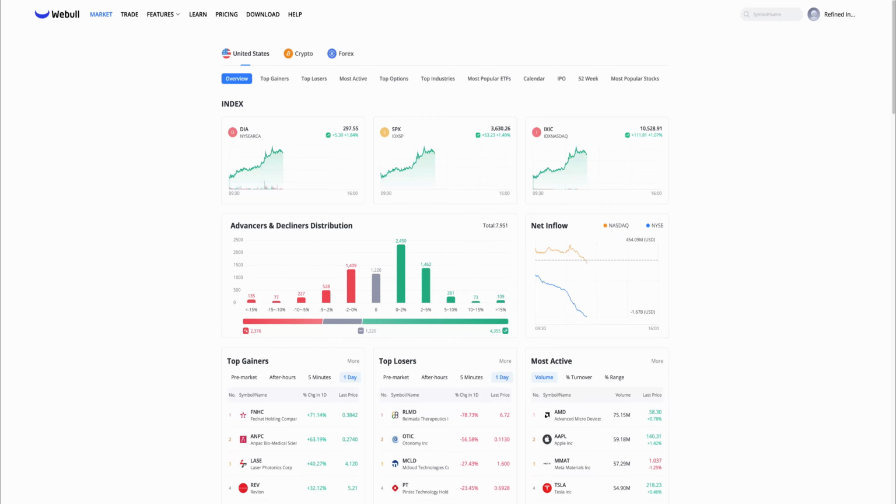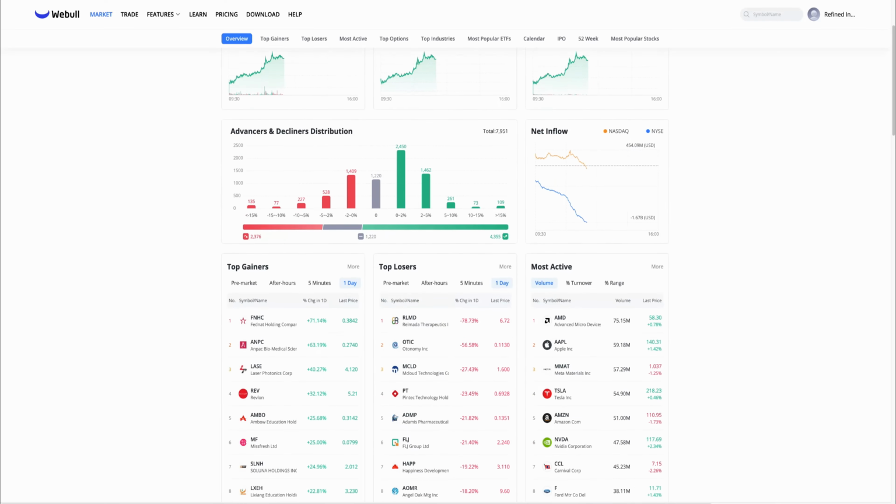Starting with the stock market, we can see how the Dow Jones performs as well as the S&P/X. Below you have a nice graph which shows the total amount of stocks in the market. 7,951 stocks are currently trading on the US stock exchange. That number will change constantly as many companies enter and exit the market. From those trading today, 2,376 are declining in price, 1,220 are stable, and 4,355 are rising. Overall, we can say it is a positive day in the market.